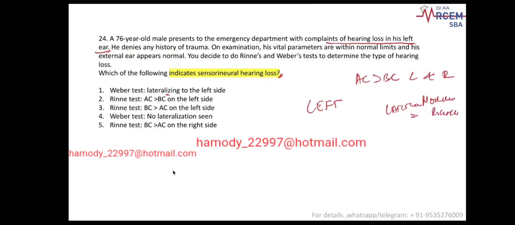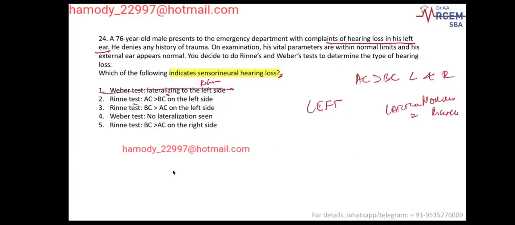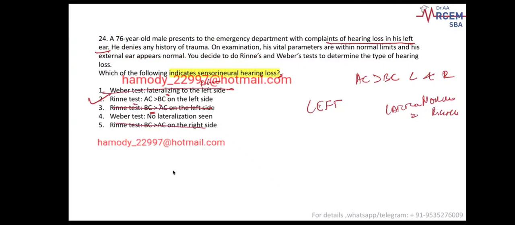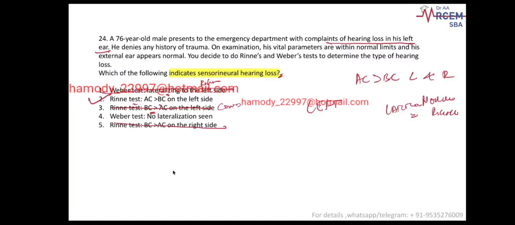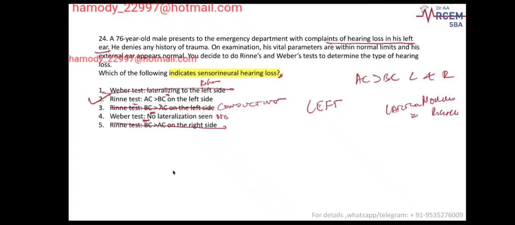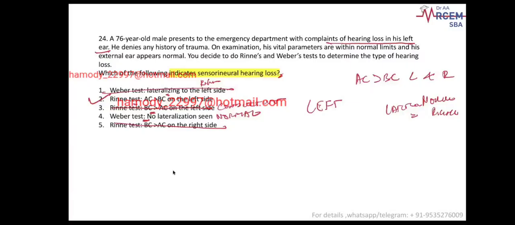Lateralizing to the left? No, it has to be right. So this is wrong, rule out. Rinne's test, air conduction is better than the bone conduction on the left side. Yes, this statement is right. Bone conduction will be better than the air conduction on the left side. No, this is a wrong statement. And this is also a wrong statement. This usually suggests conductive hearing loss in both. No lateralization is seen in a normal ear. This is the best way to not get confused in the exam.